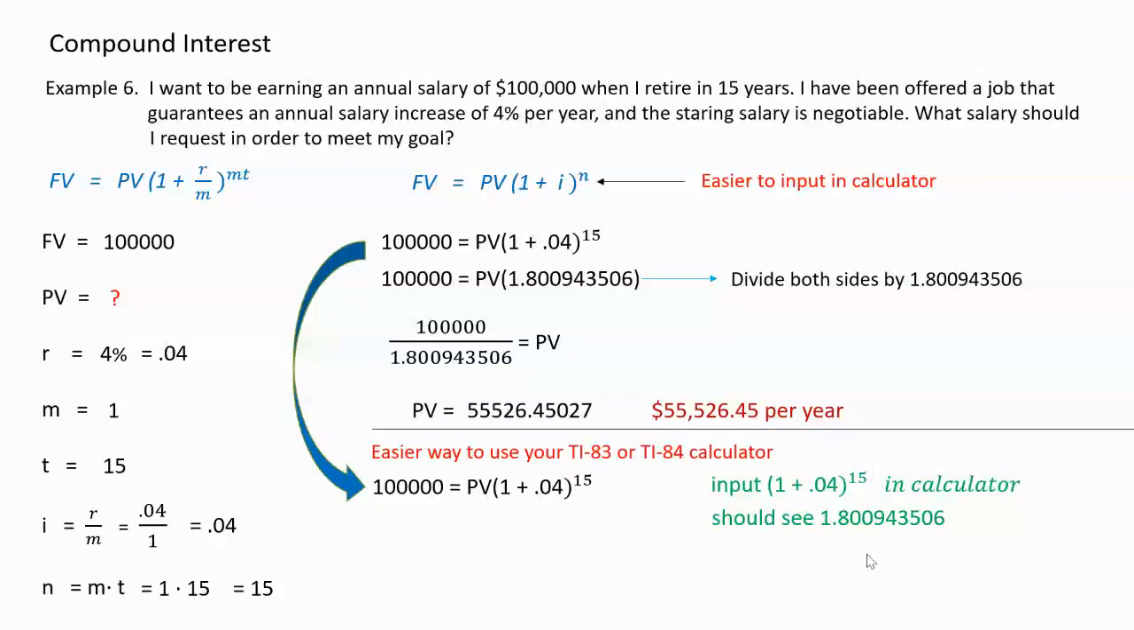1.800943506. Now you're going to hit the inverse key, which is this key here on your calculator. Once you hit that key, this is what you should see: you should see the answer to a -1. That means the inverse.